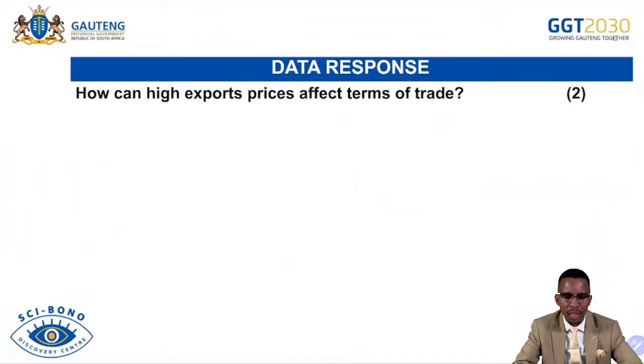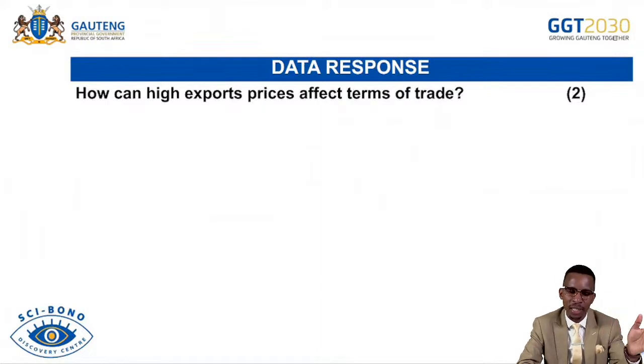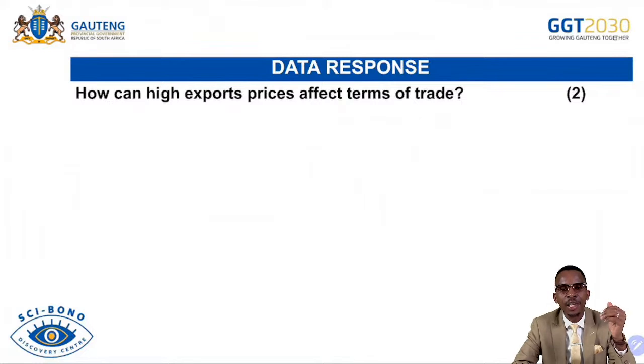We continue with the data response. How can high export prices affect terms of trade? Remember, now we are linking export promotion, the export prices, the terms of trade. If ever our exports are becoming relatively expensive abroad, maybe caused by the appreciation of the currency, that can lead to the country earning more terms of trade in the short run, especially if our exported goods maybe are relatively inelastic. If our goods are relatively inelastic, meaning they are not easily replaceable abroad, that will mean our terms of trade will increase in both short and long run because our goods are not easily replaceable. They don't have perfect substitutes abroad.